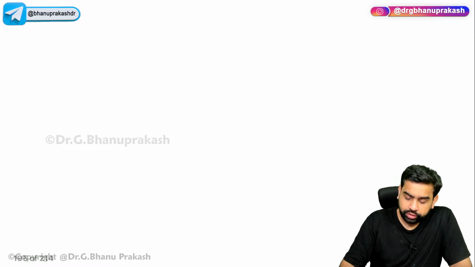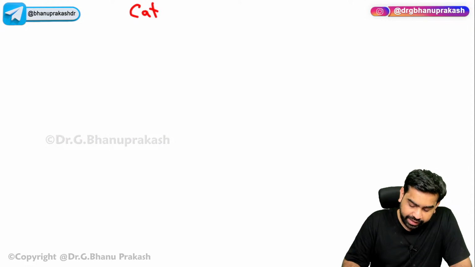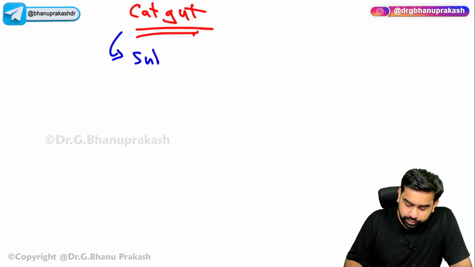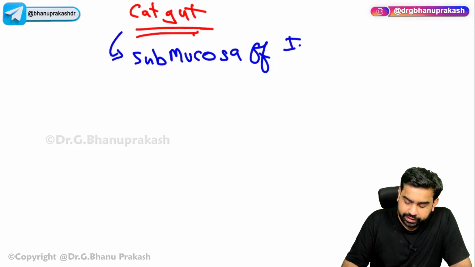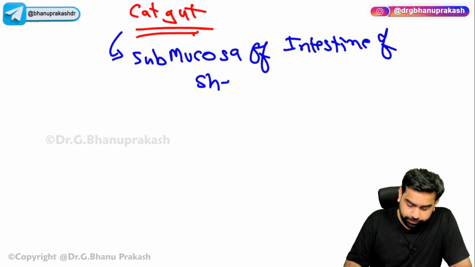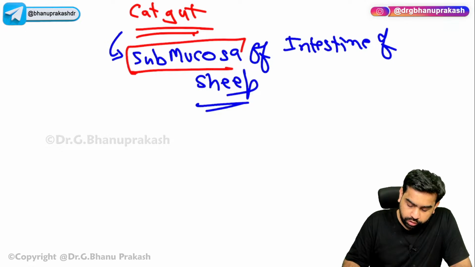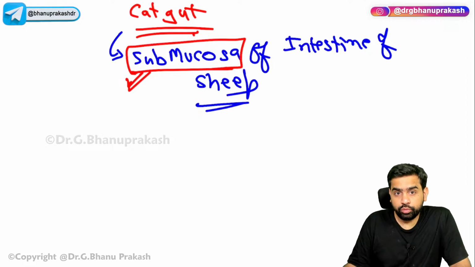Please try to understand what this is. This is catgut. It is not from the cat. It is derived from the submucosa of the intestine of the sheep. I hope you are able to understand this point. It is derived from the submucosa of the intestine of the sheep.